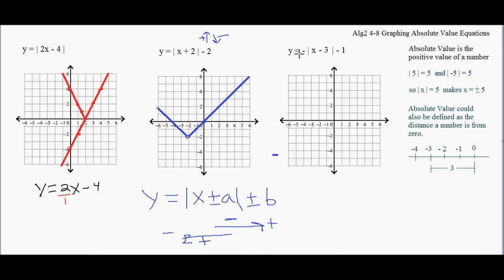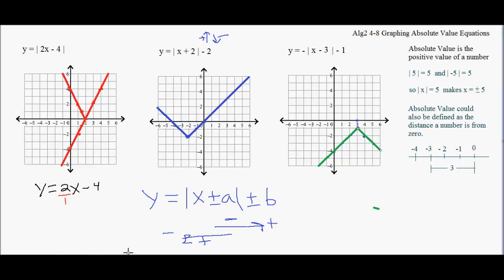Last one. If I have a negative in front, it's going to flip it upside down. So I could say, I'm going to go plus 3 here, and I'm going to go down 1, but it's going to be upside down. So it's going to look like this. Since the slope is still 1 to 1, the number in front of the x is still 1 to 1. So it should look like this, let's try green, I guess.